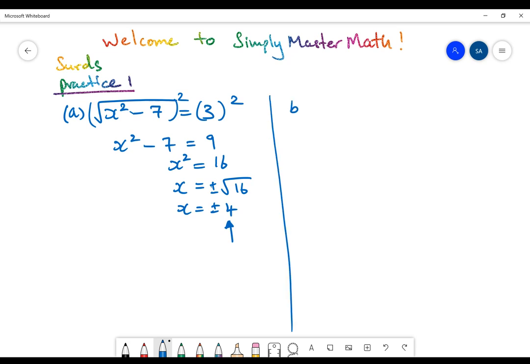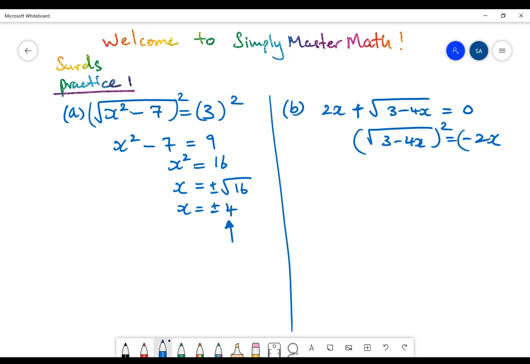Let's move on to the next one. So 2x plus square root of 3 minus 4x equals 0. Now, I will advise you against squaring it as a whole, like (2x plus the whole thing) squared over this side. Rather you move the 2x over to the other side, making it a bit simpler for yourself. So this becomes minus 2x. And then you can start squaring them.